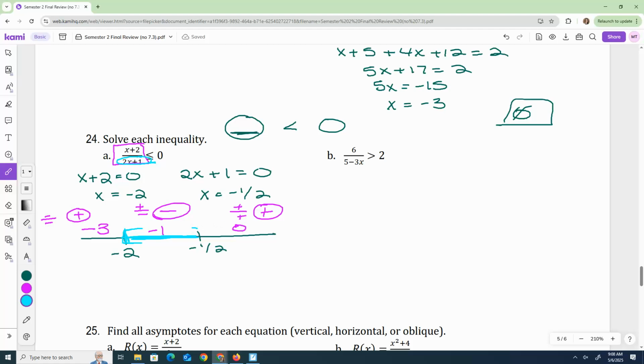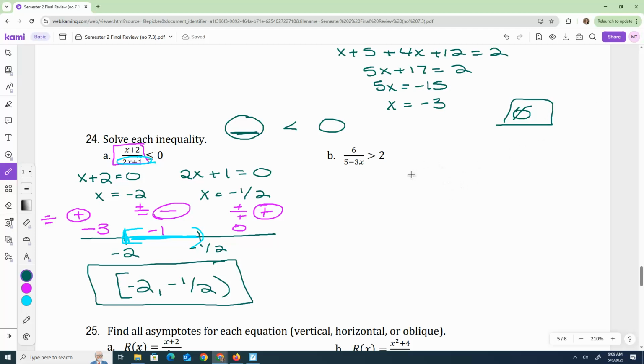So the number we got from the bottom has to have a parenthesis. Always. So my answer is the interval -2 to -1/2. Any number between those two will make that inequality true. -2 gets a bracket because if you plug in -2 you get 0. The -1/2 gets a parenthesis because that makes the bottom 0 and we can't have that.